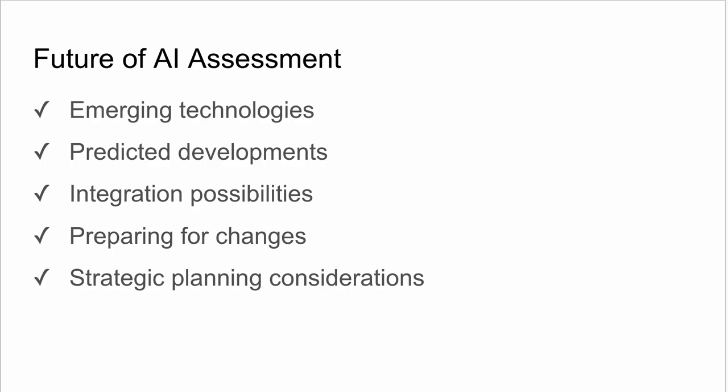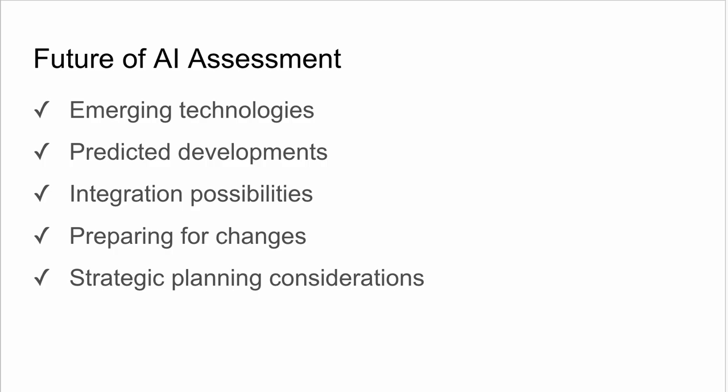And the last point, strategic planning considerations. Schools should budget for regular technology updates and training. Consider forming a teacher committee to evaluate new AI tools. Plan for gradual implementation rather than sudden changes. And think about equity issues, ensuring all students benefit from these technologies. Most importantly, keep students' learning needs at the center of all technology decisions.